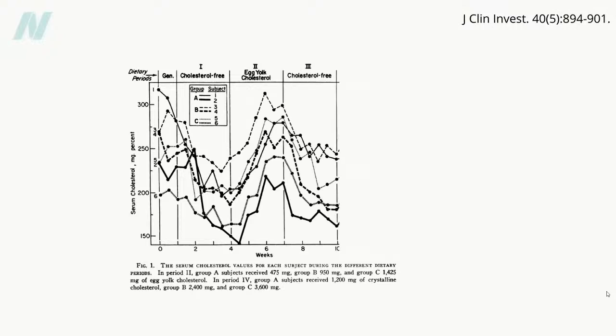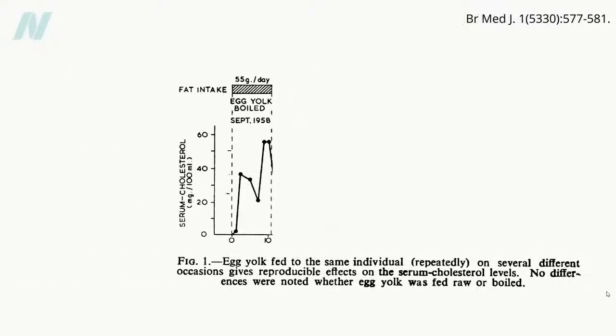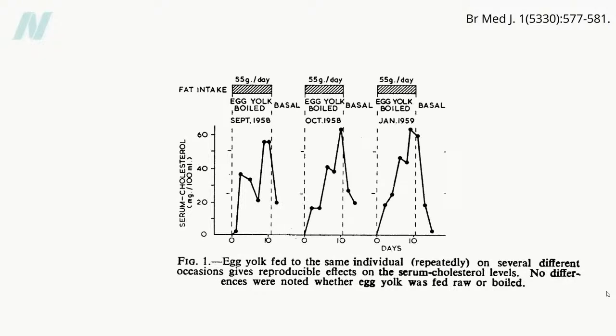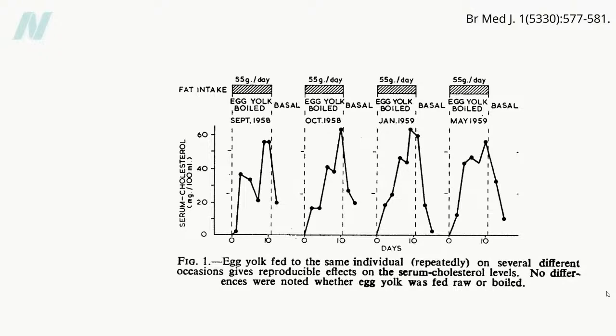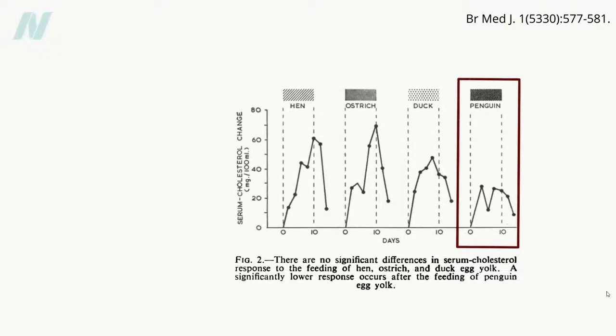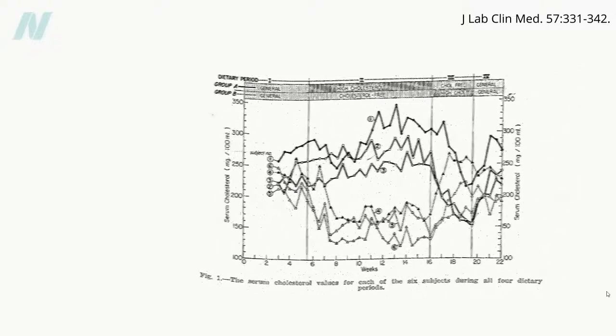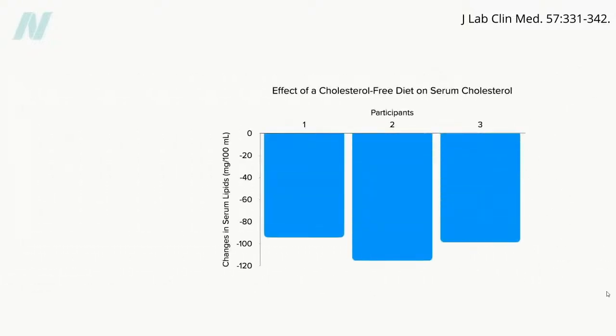You could do this all year. And it's within days, 10 days of eggs, and cholesterol shot up 50 points. Take the eggs away, and it comes back down. You can reproduce this effect over and over, though evidently penguin omelets are only about half as deadly. Switch people from a high cholesterol diet to a cholesterol-free diet, and you can drop blood cholesterol levels as much as 100 points.